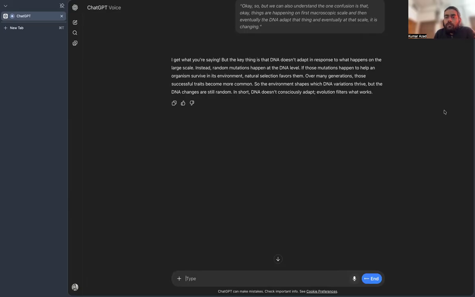Okay, what you are suggesting then is that random mutations happen at the DNA level, but is that mutation indirectly related or directly related with the large scale system that we are acting on?